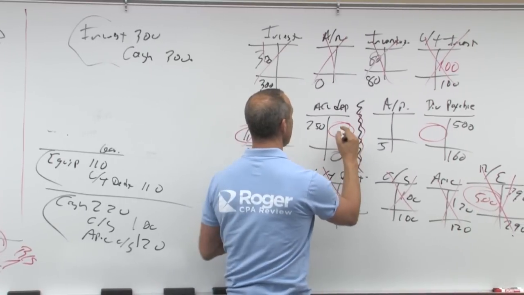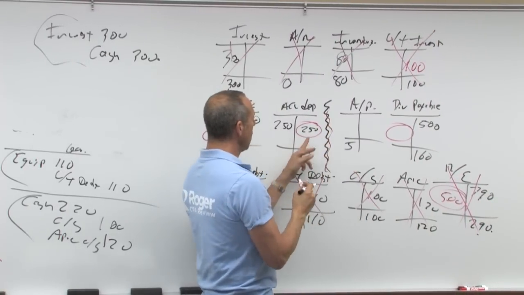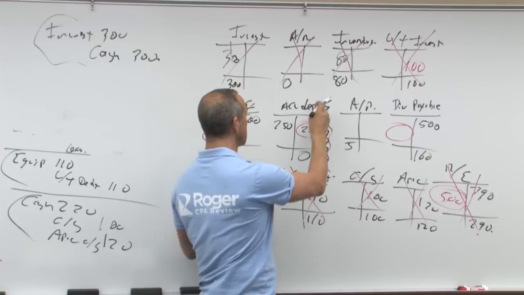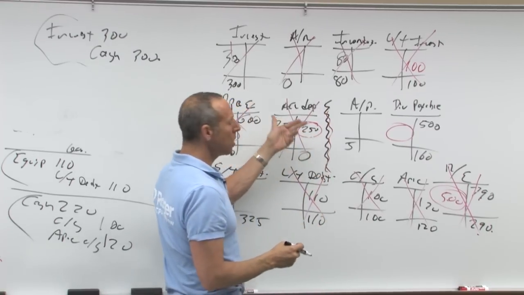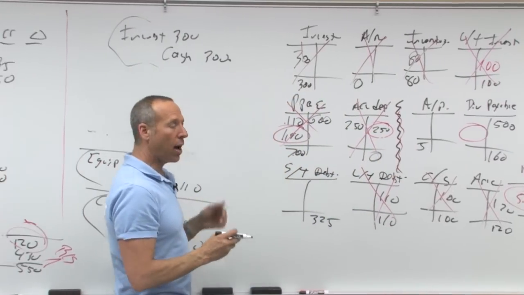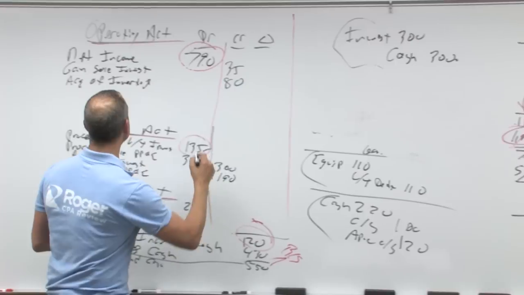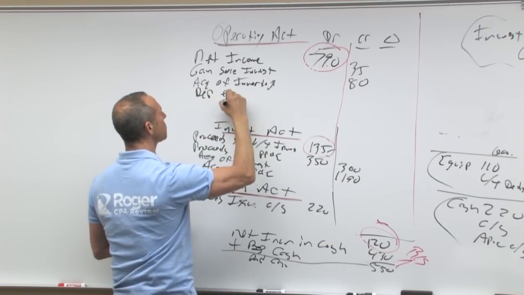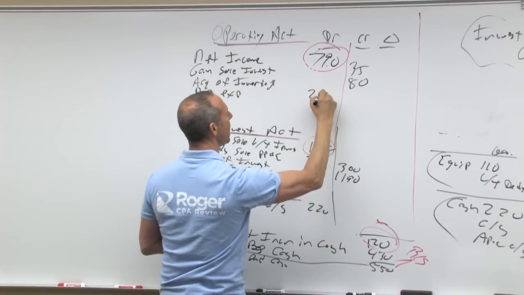You know what? They didn't tell me. Why would you credit accumulated? Well, probably because you debit depreciation expense. Now, it's a credit here, it's a debit over here. Now, what kind of activity is depreciation expense? Depreciation expense would go up in operating, and it's a debit.